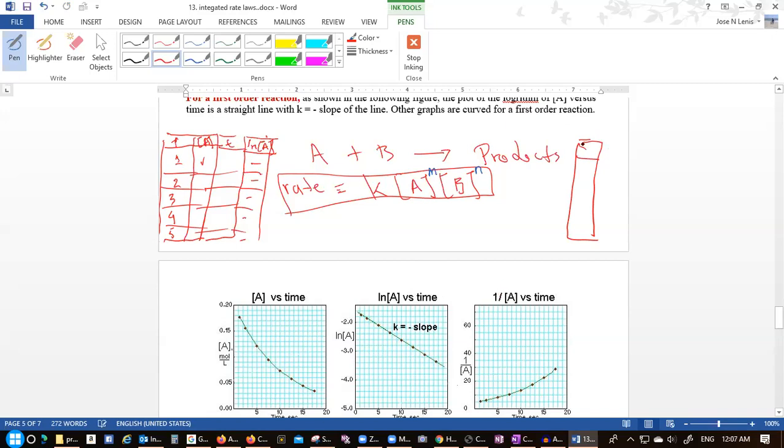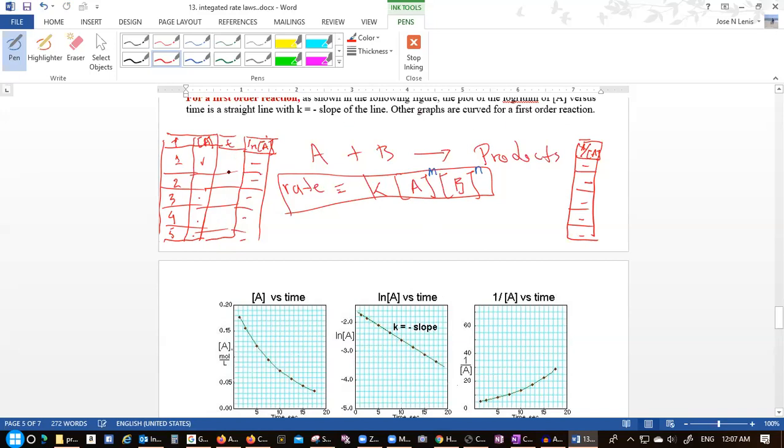1 over A, 1 over concentration of A. So how do you do that? You already have the concentration of A. Take your calculator, 1 divided by concentration of A, and put it here. For the second number, do the same thing. Take 1 over this number, 1 over concentration of A, put it there, and find 1 over A on every measurement. Now you have one more column, and then graph this against time.